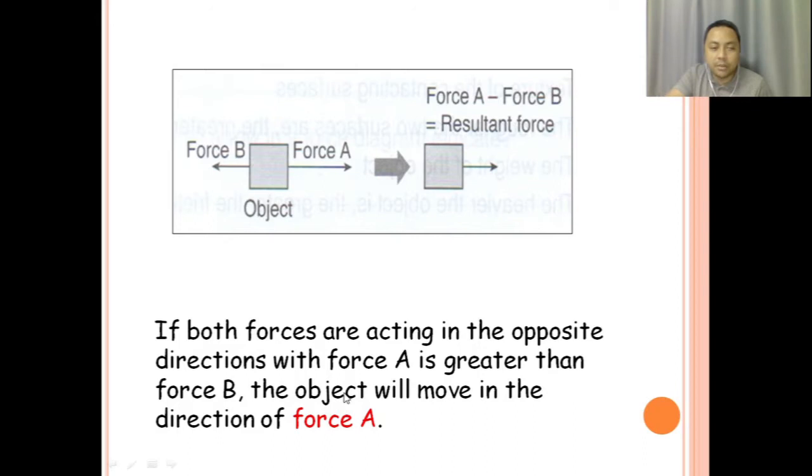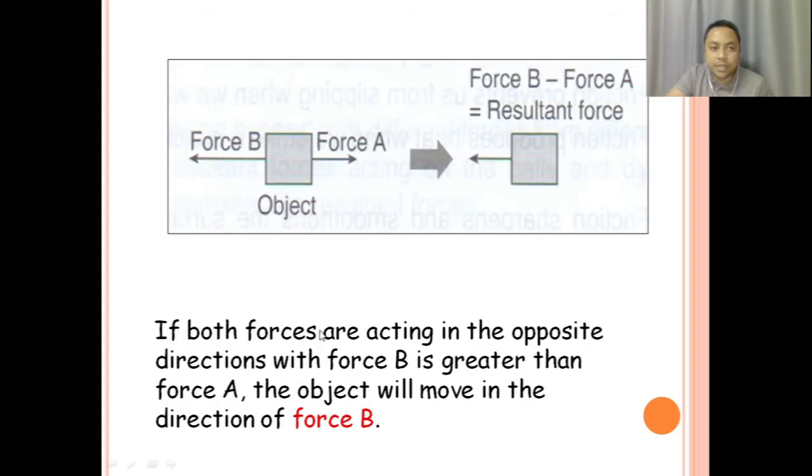If both forces are acting in the opposite directions, with force A greater than force B, the object will move in the direction of force A. For example, force A and force B, and force A is greater than force B. Therefore, force A minus force B equals the resultant force, and it is going to the right, because force A is going to the right.